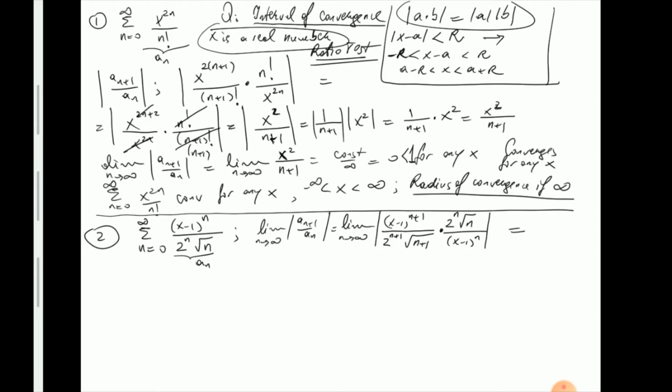Let's again group the terms. Let's see, x minus 1 to the n plus 1 together with x minus 1 to the n. 2 to the n over 2 to the n plus 1, and then n over n plus 1 under the radical. All right, so notice x minus 1 to the n cancels out with x minus 1 to the n plus 1, and you're left with x minus 1 on the top. Keep that in mind. 2 to the n over 2 to the n plus 1, you're left with 2 on the bottom.